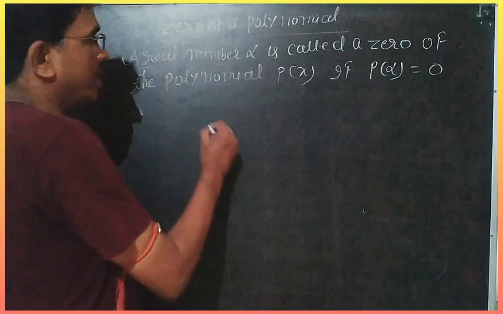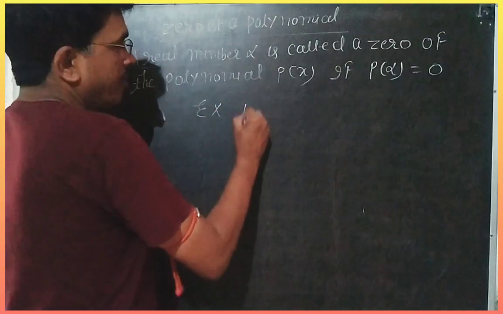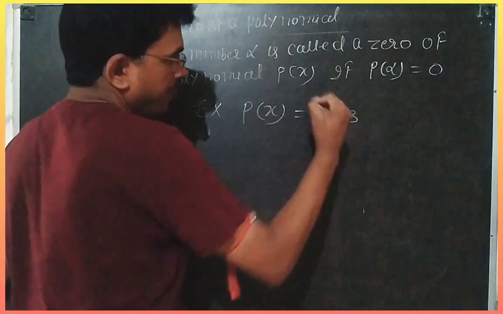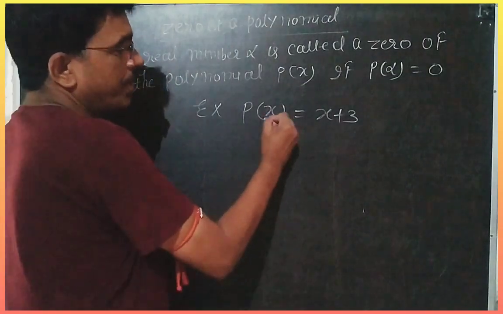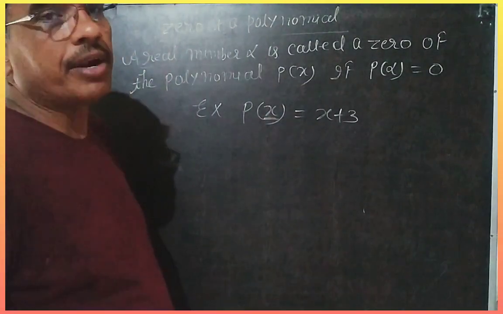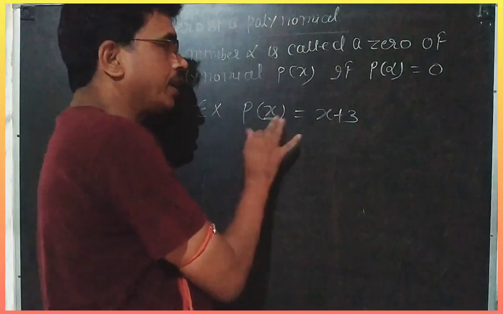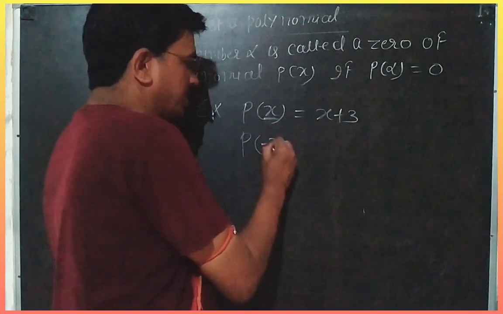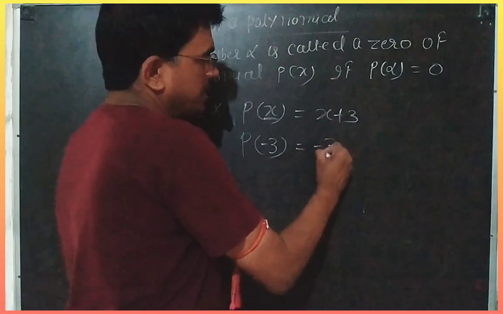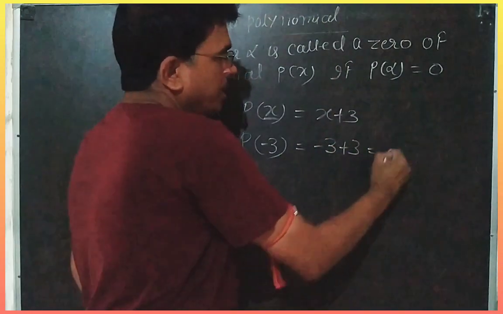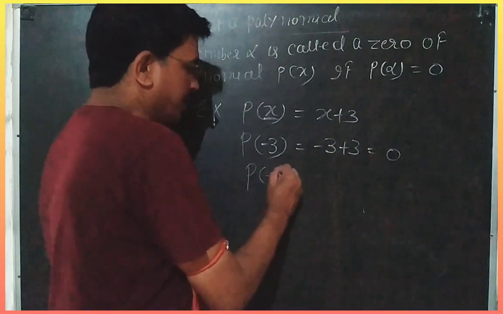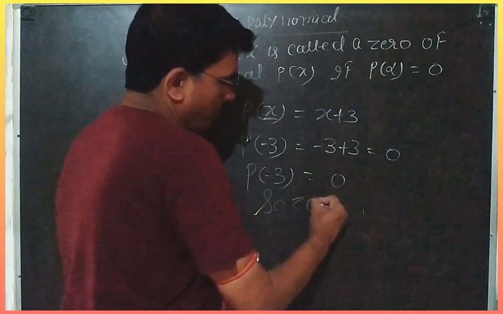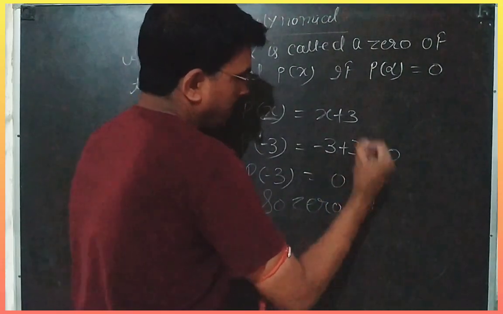Write here, students, an example. Write P(x) is equal to x plus 3. Then what real number at the place of x gives the result 0? We can write here minus 3. Then at the place of x, minus 3 plus 3 is 0. So P(minus 3) is equal to 0. So the zero of this polynomial is minus 3.